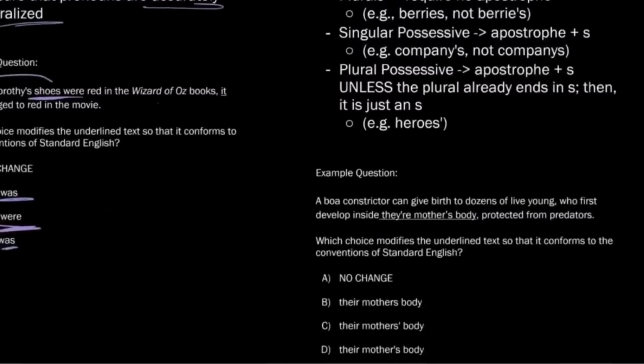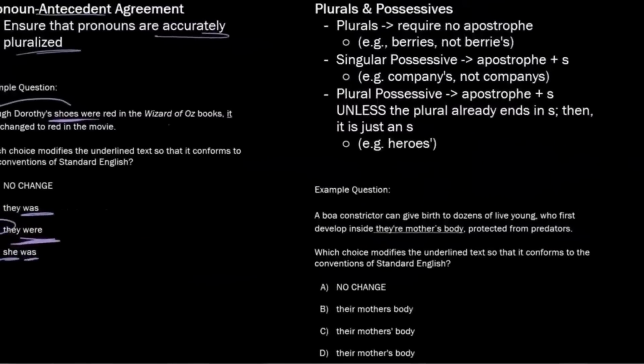And our last bit here, this is the last part of SAT English. We're at the end here. Plurals and possessives. So plurals require no apostrophe. Right? When you pluralize something, you don't need to add an apostrophe. Never, ever, ever add an apostrophe, even for an abbreviation. Let's say you're writing teaching assistants: TAs. It is TAs. There is no TA's with an apostrophe. It's just TAs. You never add an apostrophe.